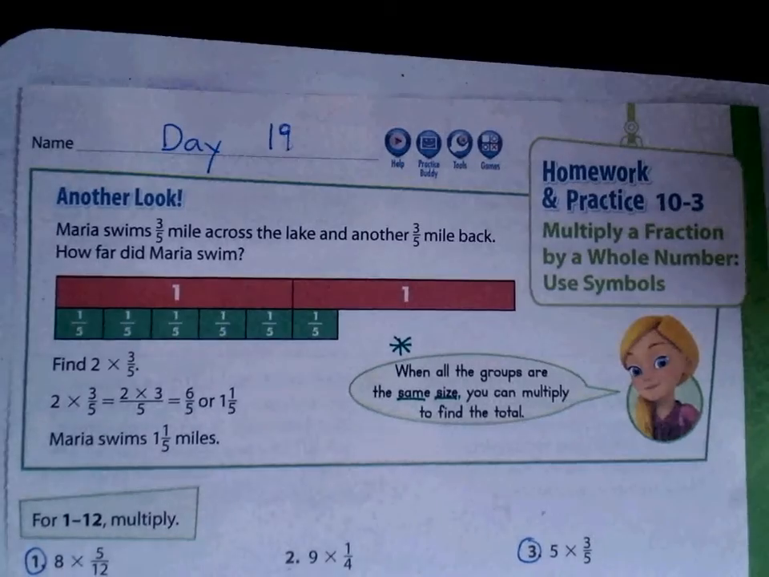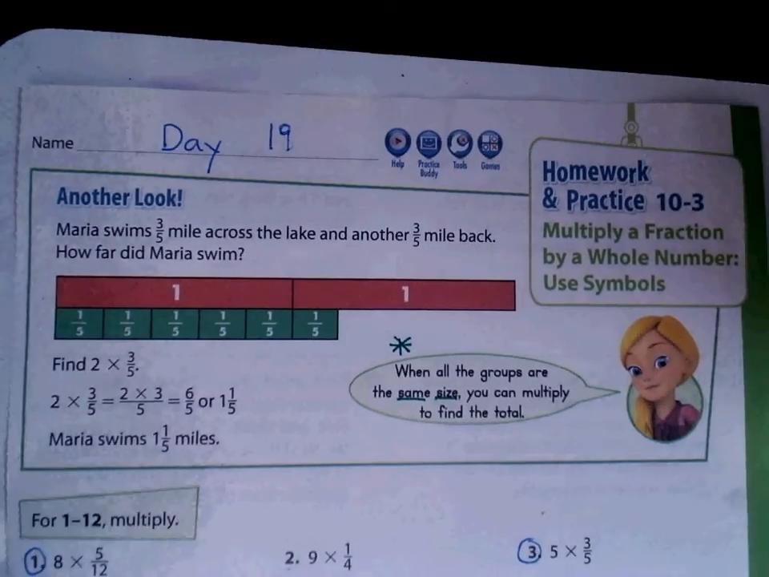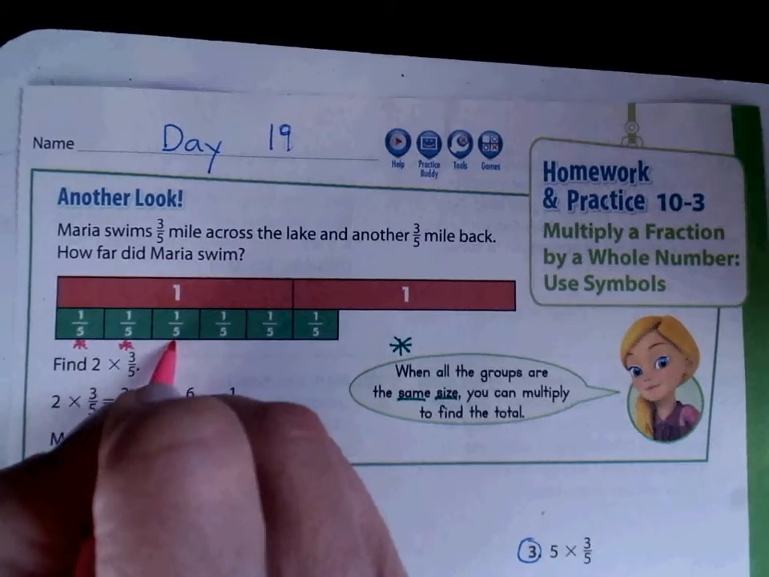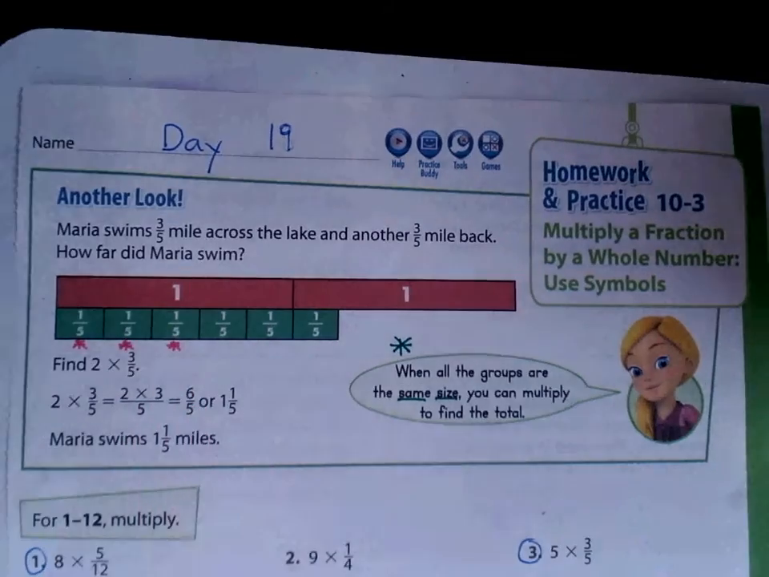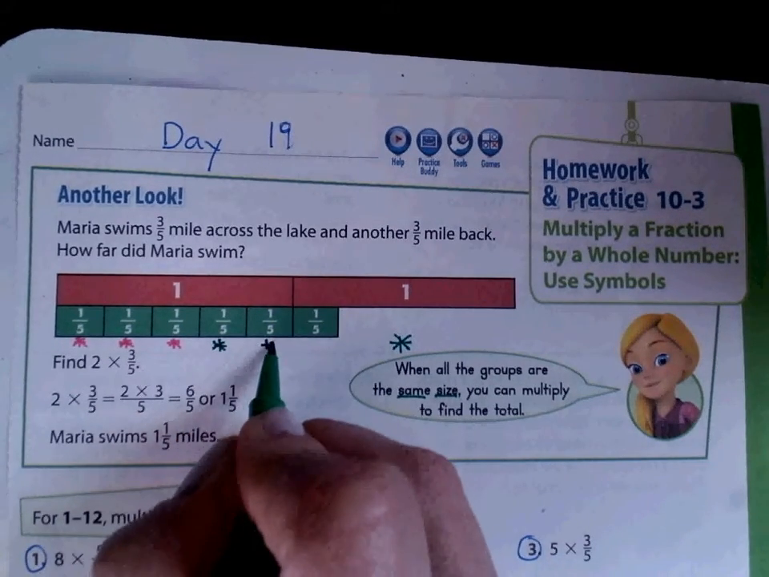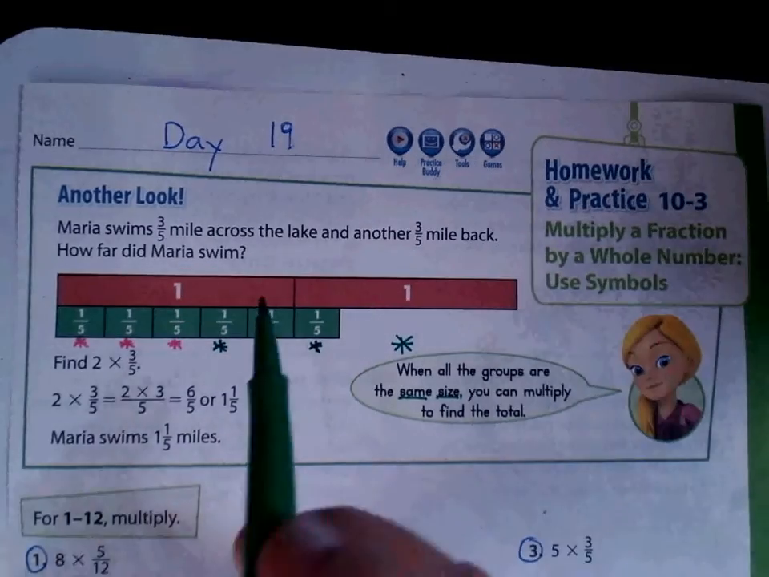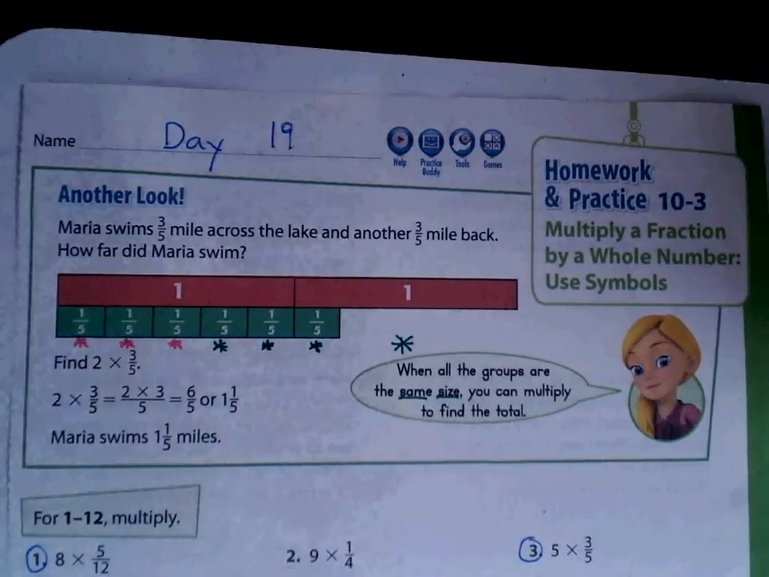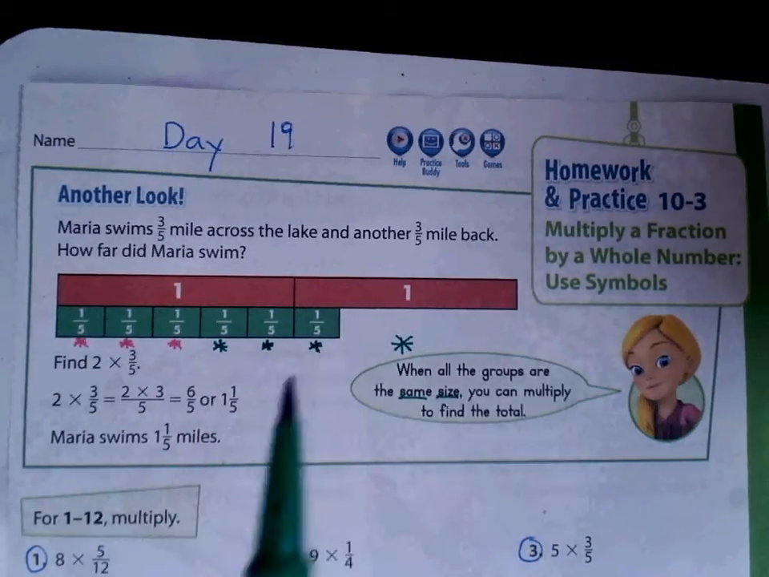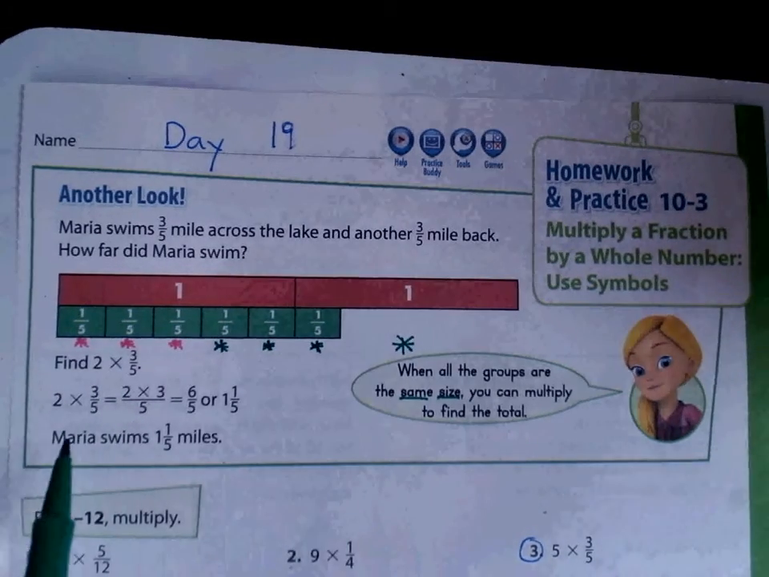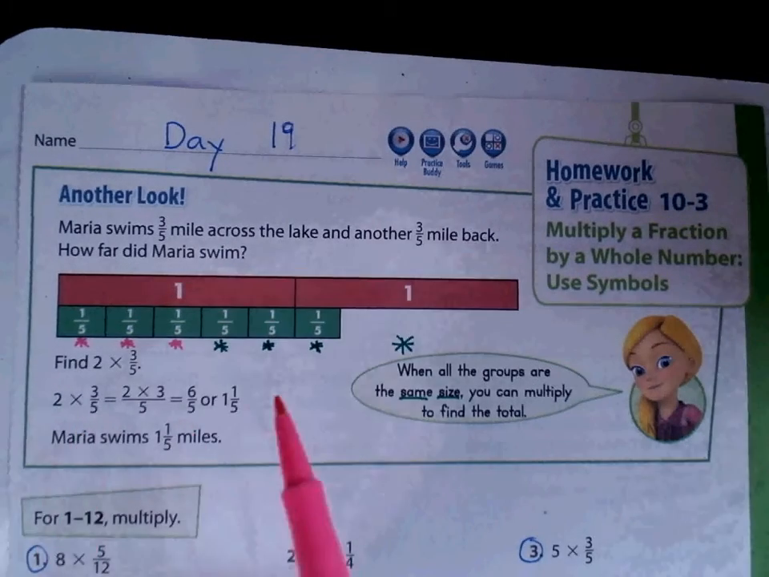So remember, if you're going up and back, you're going to have to double it. So if you look at the fraction pieces, you've got this 1/5, 1/5, and 1/5. So the pink is her trip across the lake. And then the green asterisks are her trip back. So you can see it took 3/5 to get across the lake and then 3/5 to get back. So in all, she had to swim 3/5 two times. So here they've got 2 times 3/5.